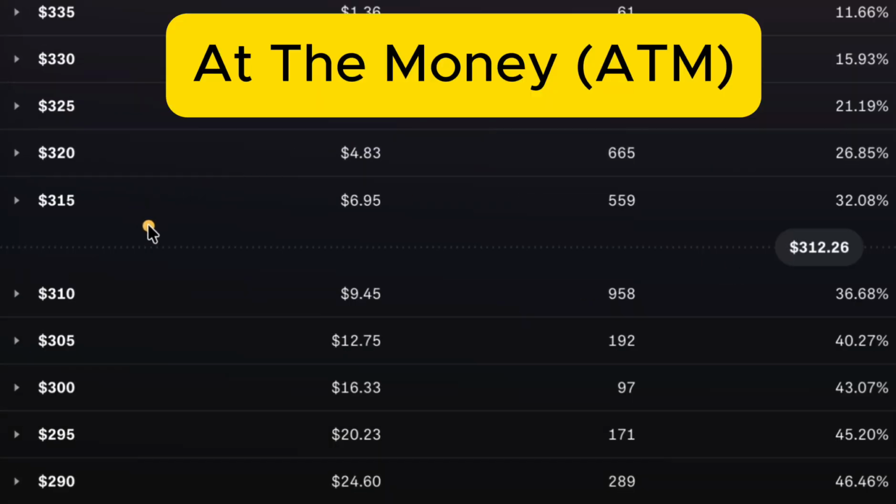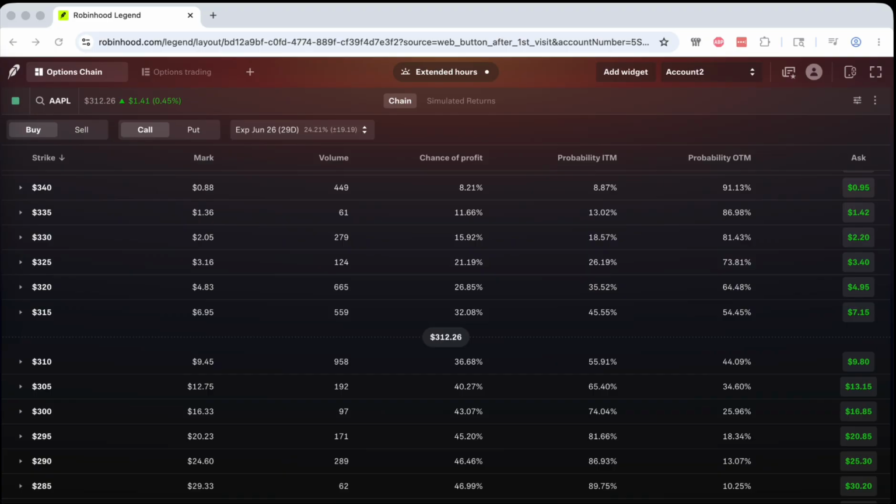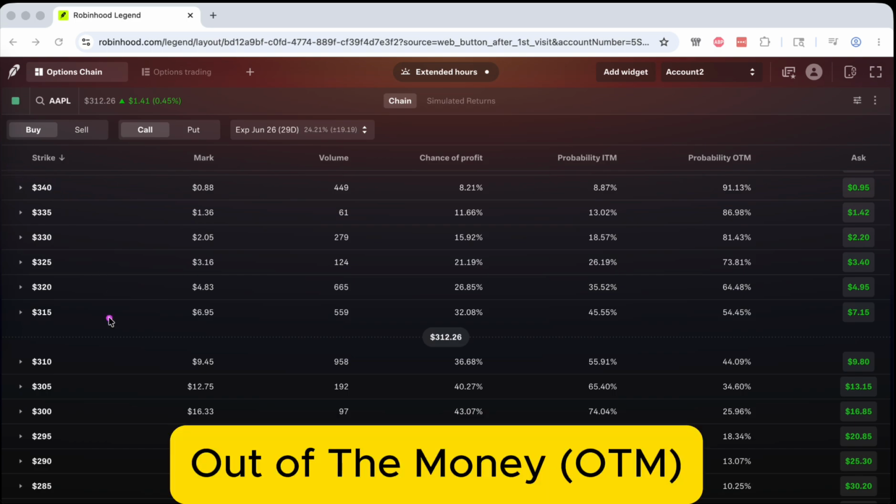So first we look at the at the money options. The two strike prices which are closest to the current price, 315 and 310, one slightly higher and one slightly less, they are called at the money. Now if you want to look at all the other ones, 320, 325, 330, 335, 340, these are all what we call out of the money call options. They are way higher than the current stock price of 312.26.